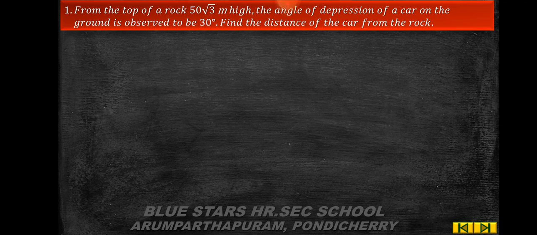From the top of a rock 50√3 meter high, the angle of depression of a car on the ground is observed to be 30 degree. Find the distance of the car from the rock.